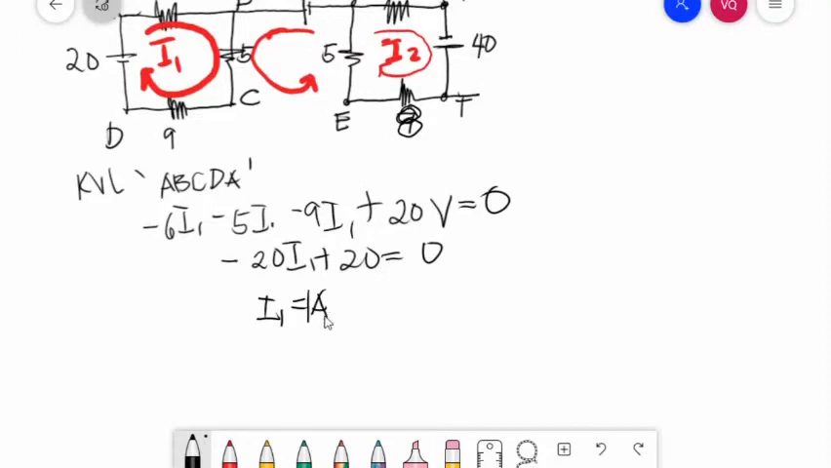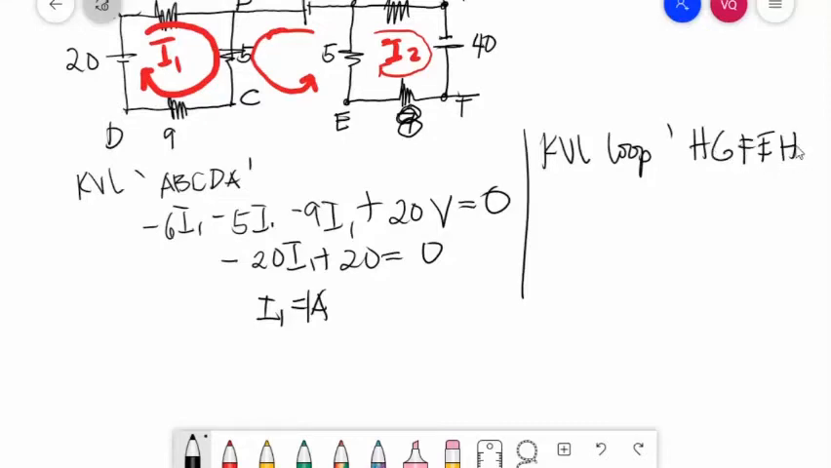1 ampere positive. That means the direction of current that we assumed is correct. Now, for I2, we'll have a KVL loop H, G, F, E, H. The direction of motion and the direction of current are the same, so all of our drops are negative.